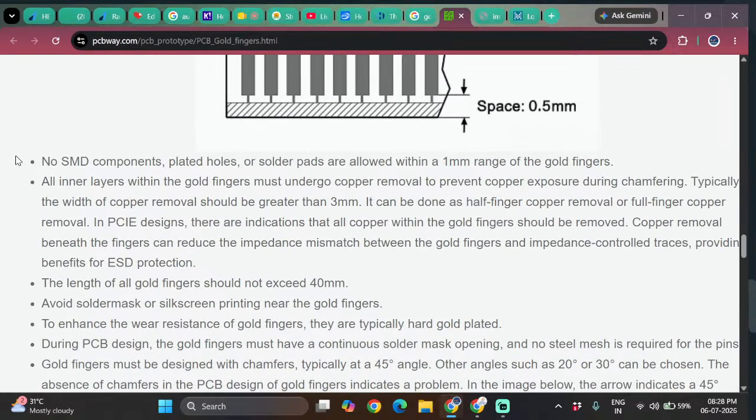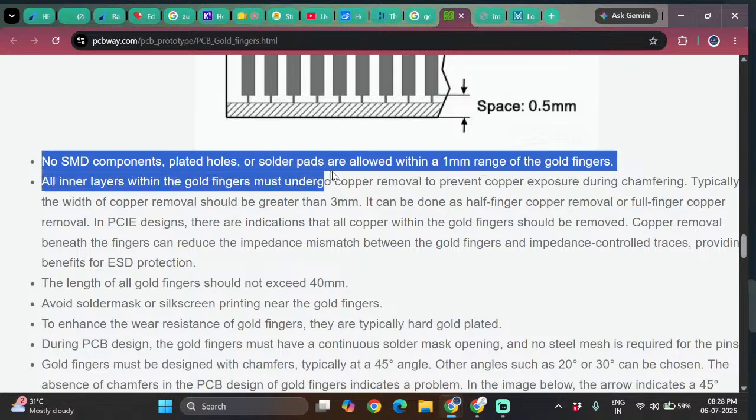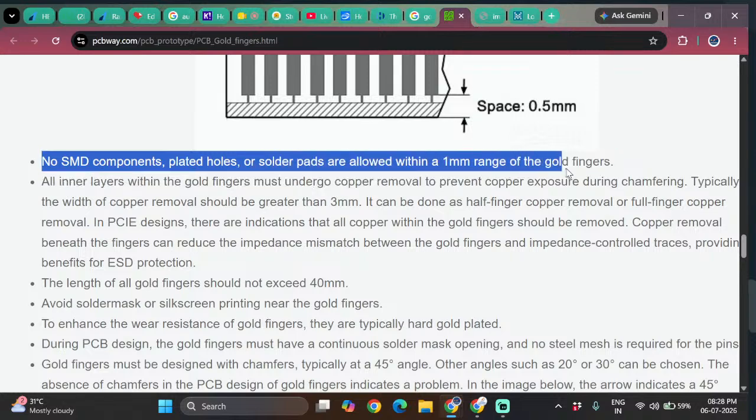See, this is what we talked about. No SMD components, plated holes, or solder pads are allowed within 1 mm of the gold fingers. Here it is mentioned as 1 mm, but usually many people take 1.5 mm. They usually don't place components within 1.5 mm, but 1 mm is also acceptable, at least if you're working in a space-tight situation. But if you put a component closer than 1 mm, it will immediately trigger a DRC error. No component is allowed within 1 mm.